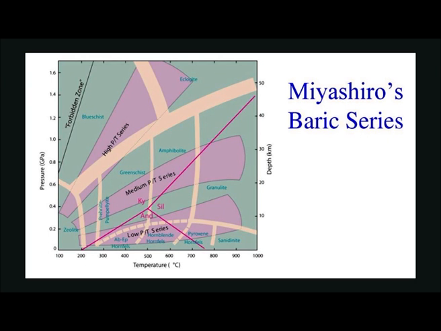Miyashiro recognized that these different facies series represent different pressure-temperature conditions, as shown in the figure. He called them baric types. First, high pressure or glaucophane-jadeite blueschist-eclogite type. Second, intermediate pressure-temperature or kyanite-sillimanite type. And third, low pressure-temperature or andalusite-sillimanite type.